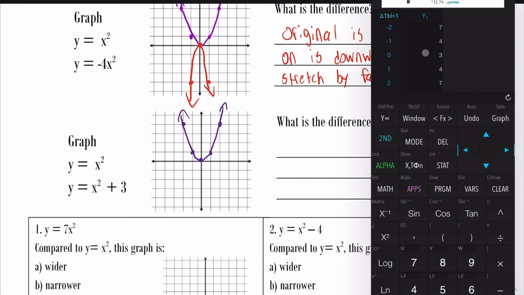0 goes with 3, -1 goes with 4, +1 also goes with 4, 2 goes with 7. So I'm just going to be looking over here as I write which numbers on the left, okay?